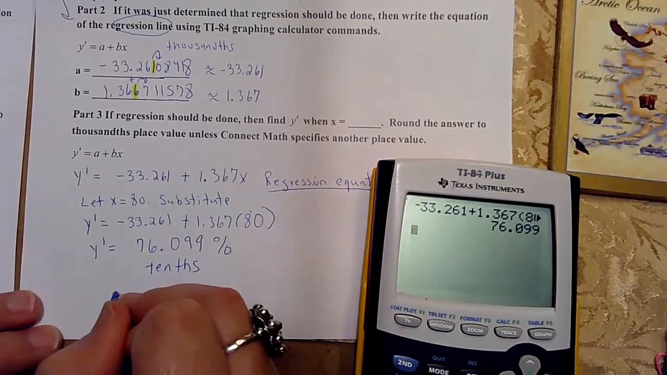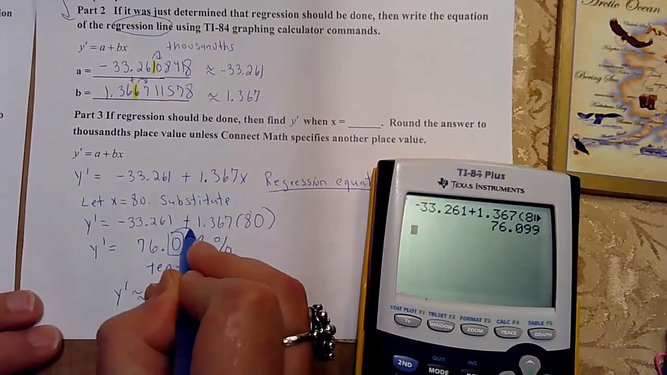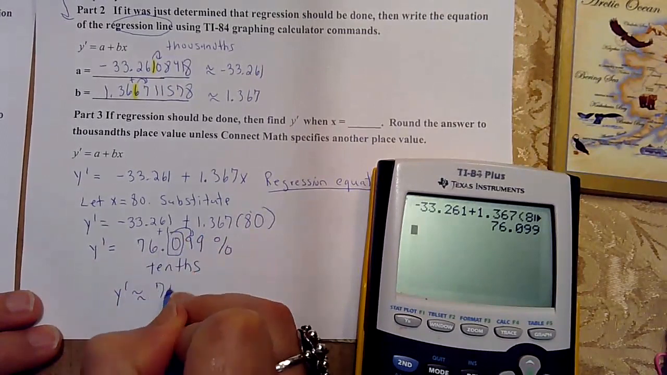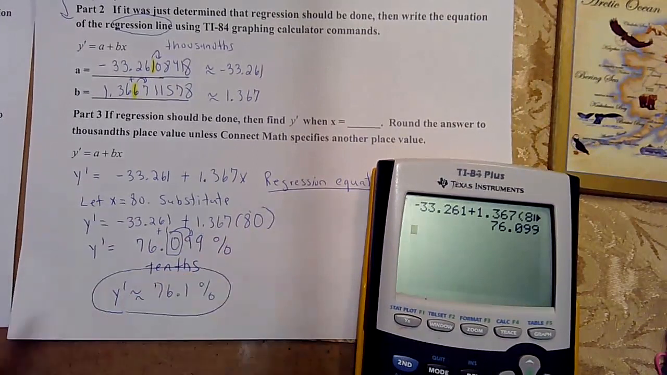And so y prime is about tenths place right here. Look at the number to the right. Is that five or more? Yes. So add one to that. So 76.1%. Okay.